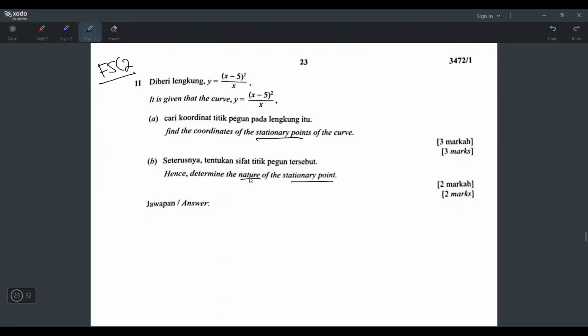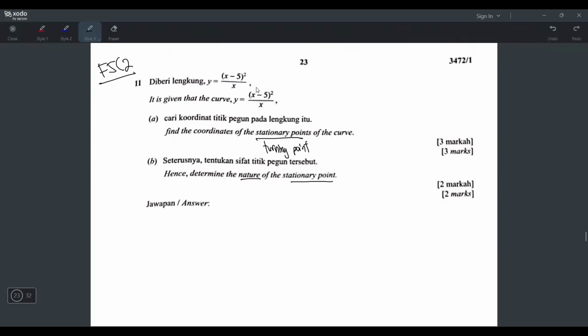What is a stationary point? It means turning point. It means the minimum point, maximum point. Those are what we call the turning point or stationary point. In Bahasa Melayu, it's called titik pegun. Okay, titik pegun. Okay, how to find the titik pegun coordinates?